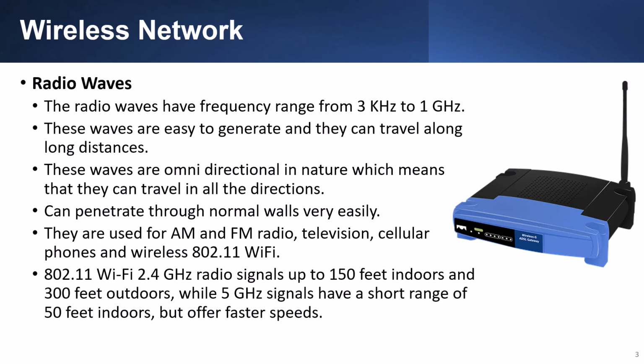The 802.11 Wi-Fi 2.4 GHz radio signals can travel up to 150 feet indoors and 300 feet outdoors, while 5 GHz signals have a short range of 50 feet indoors but offer faster speeds.